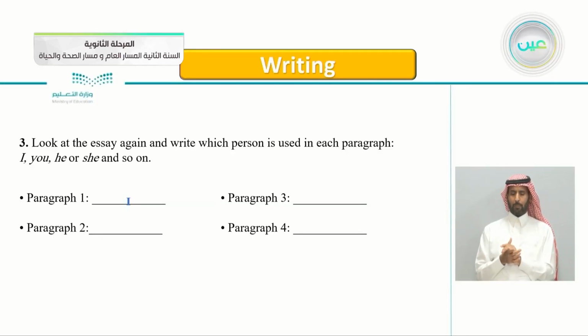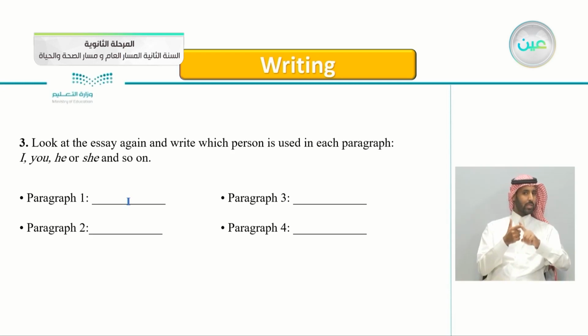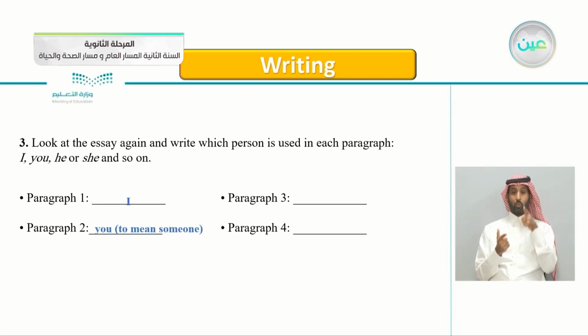What about the second paragraph? Again, look at the essay and write which person is used in each paragraph. So for the first paragraph, we wrote I. What about the second one? Yes, you, to mean someone. When he says you have to do this, you have to do that, he means someone, not you particularly. You as a reader.